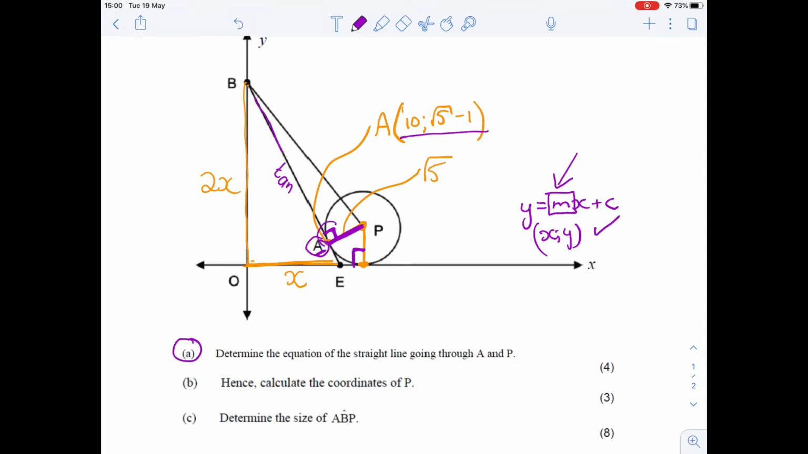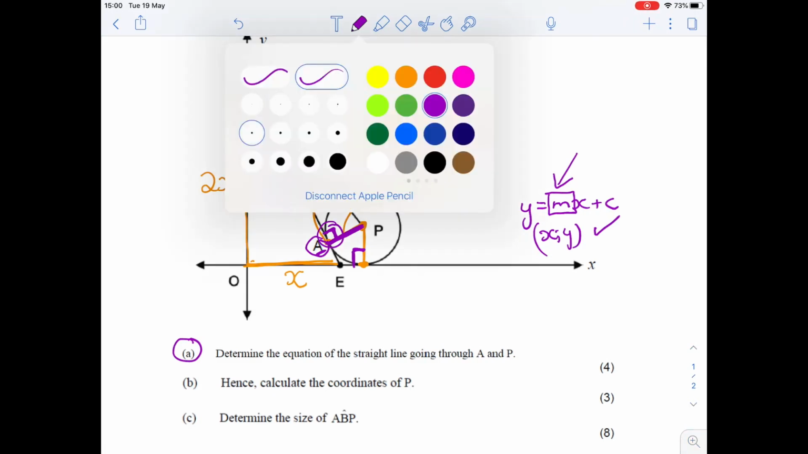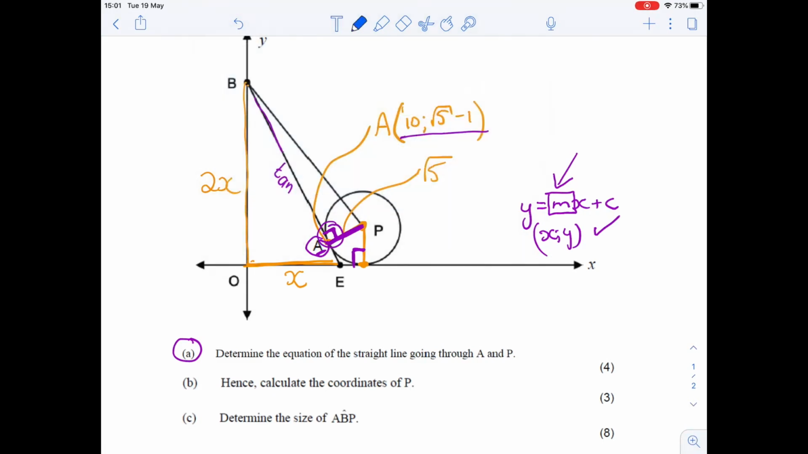But we do have the fact that that is 90 degrees over there, which means that if I can find the gradient of this line here, BE, then because of that 90 degrees, I can find the gradient of line AP. Now, if I look directly at BE, I don't have the gradient of that line. I don't have the point B, I don't have the point E, but I do have a fact here that is very useful. I have the fact that BO is double the length of OE.